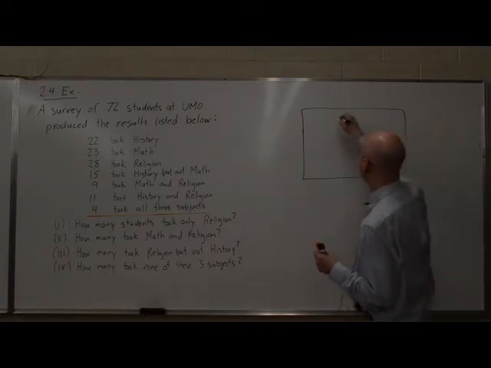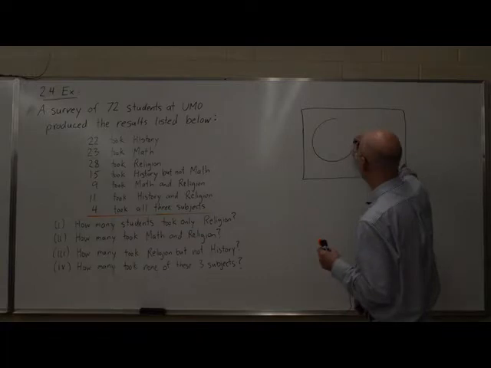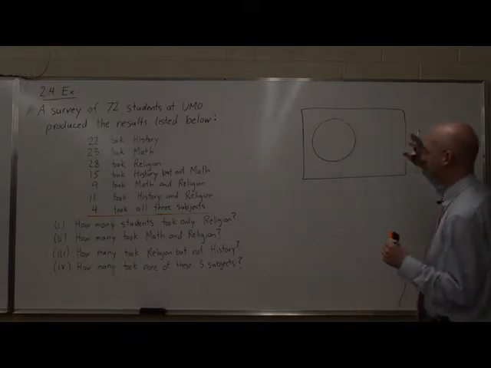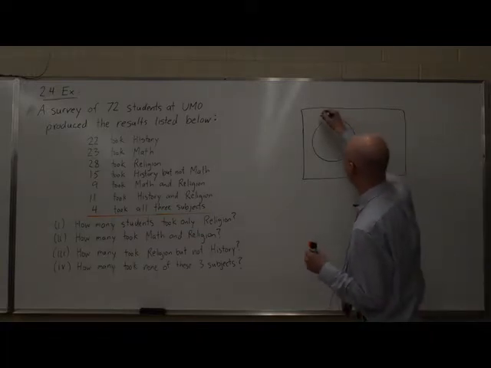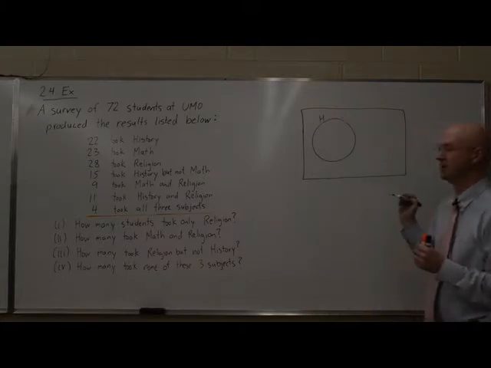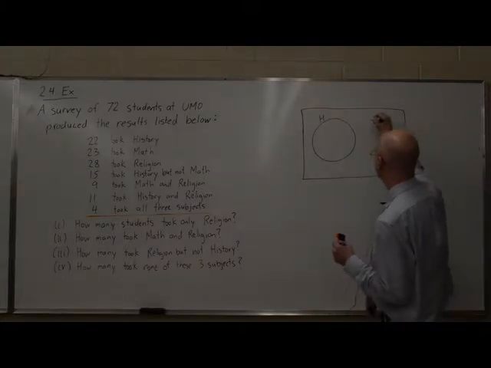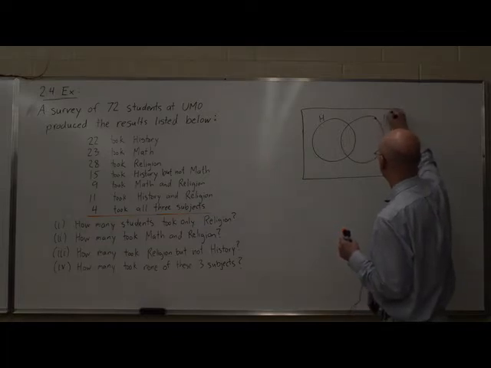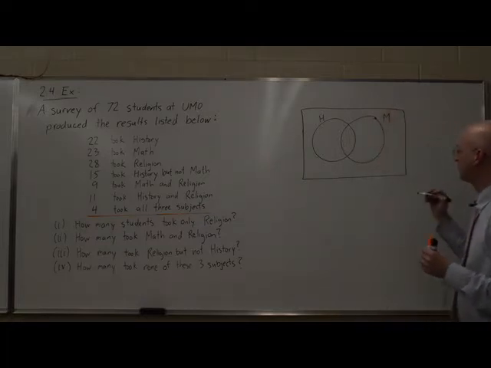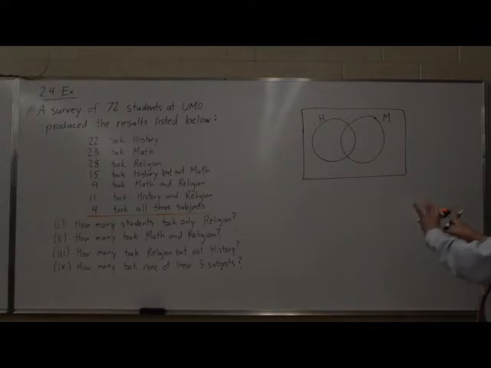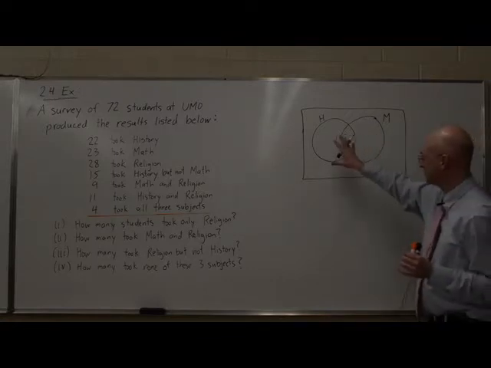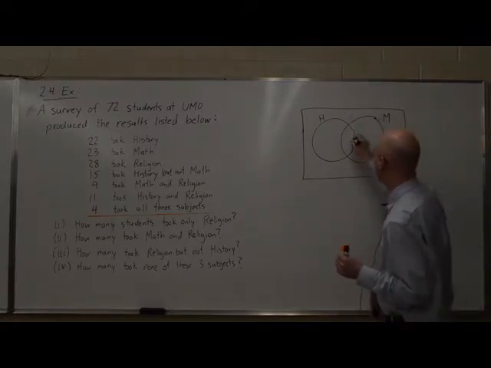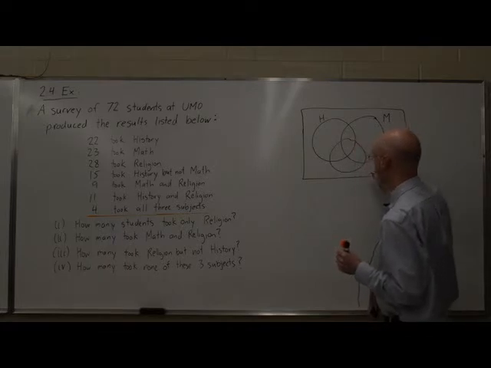You say, like, I have a box full of names of students, and all the students that took history are going to be in this circle in the box. And then all the students who took math will be in this circle in the box. You don't have to draw perfect circles, because the whole point is just the locations are representing the history students, the math students, and then finally the religion students.